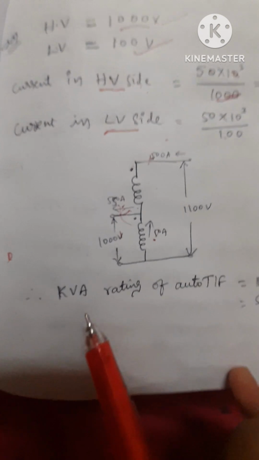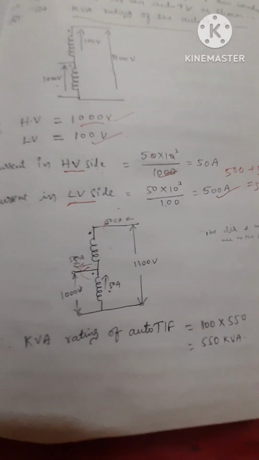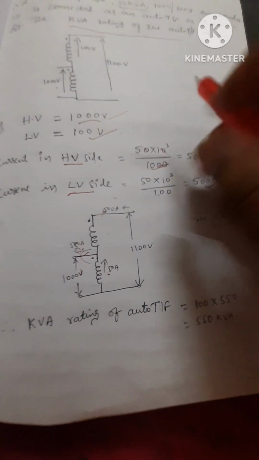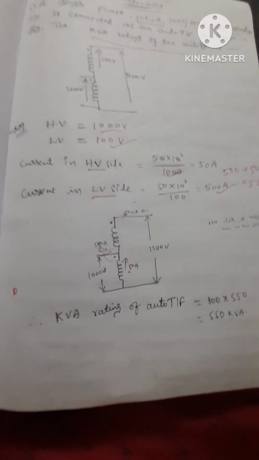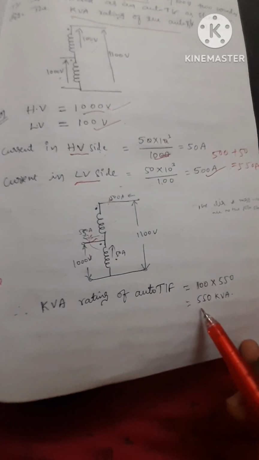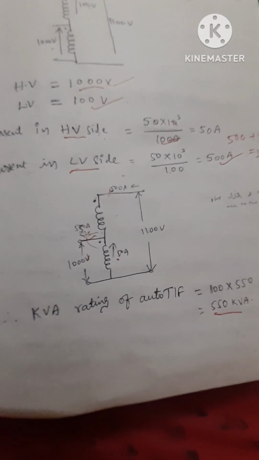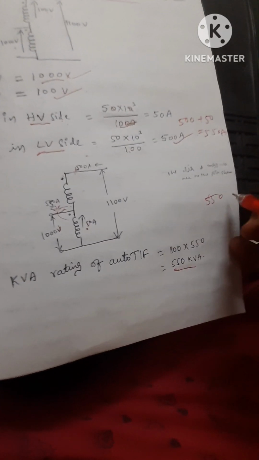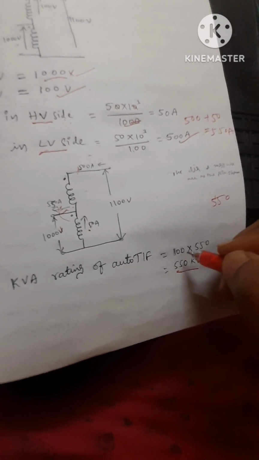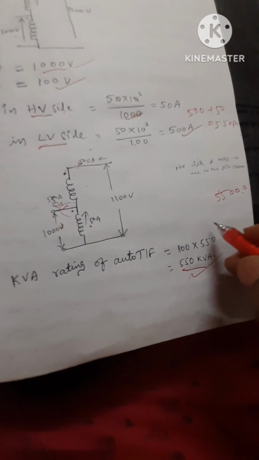Therefore, finally the kVA rating of the auto transformer is 100 into 550, which gives 550 kVA, since these two hundreds cancel. So it is 550 kVA.